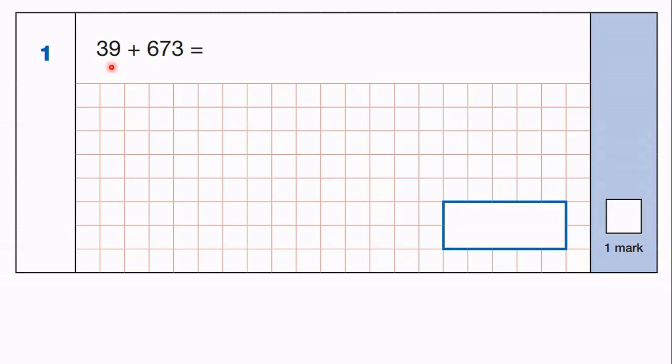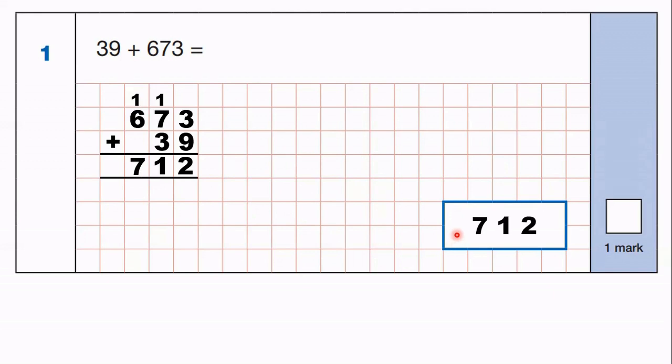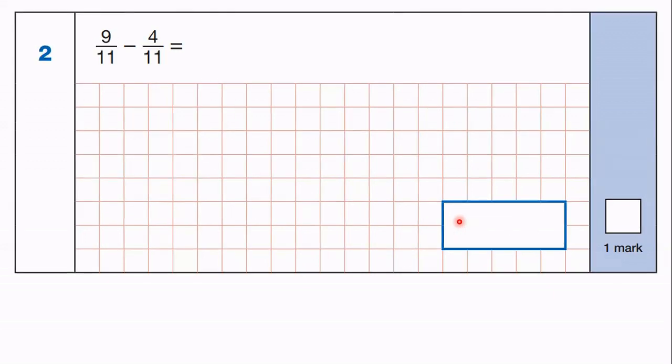Question 1. 39 plus 673. One way to do this is to set it out as a column addition, and then 3 plus 9 is 12, so 1, 2. 1 plus 7 plus 3 is 11, so 1, 1. And 1 plus 6 is 7, so our answer is 712.